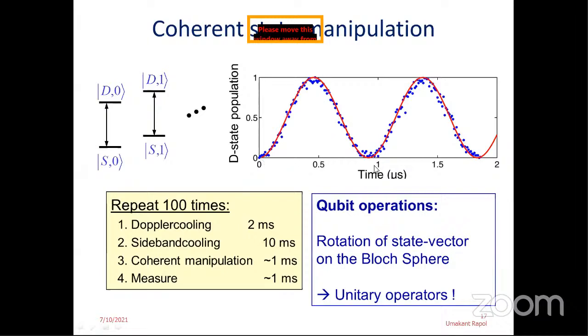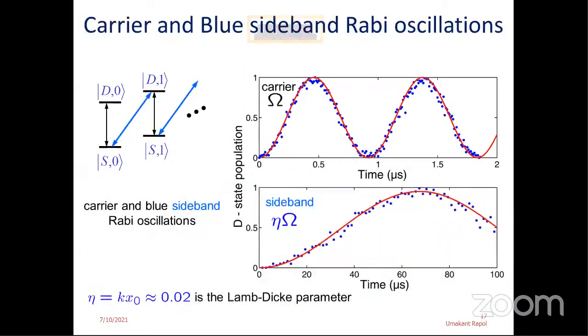Now, as the time increases, you see the population oscillating from ground to excited state and back to ground state and excited state and so on. This population swapping from ground to excited state can be represented on a Bloch sphere, where the poles of the sphere are either the 0 or 1 state of the atom. The rotation of the state vector on the Bloch sphere can be represented by unitary operators.